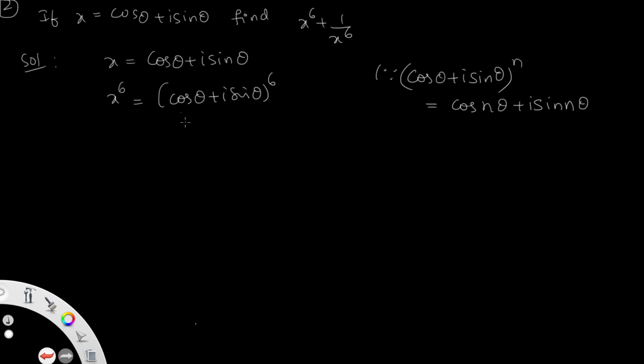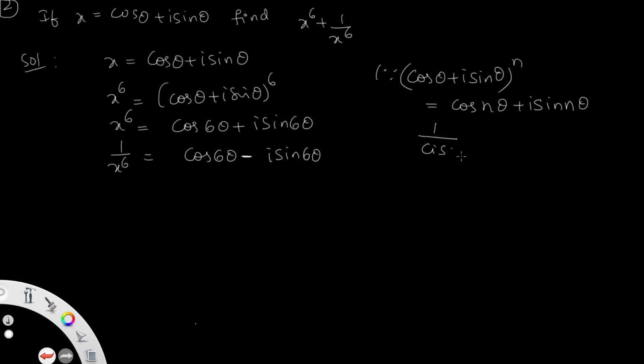Then this value becomes cos 6 theta plus i sin 6 theta. The number n joins the argument, that is x power 6. Next, 1 by x power 6 you can write as cos 6 theta minus i sin 6 theta. These are the basics, since 1 by cos theta plus i sin theta is nothing but cos theta minus i sin theta.